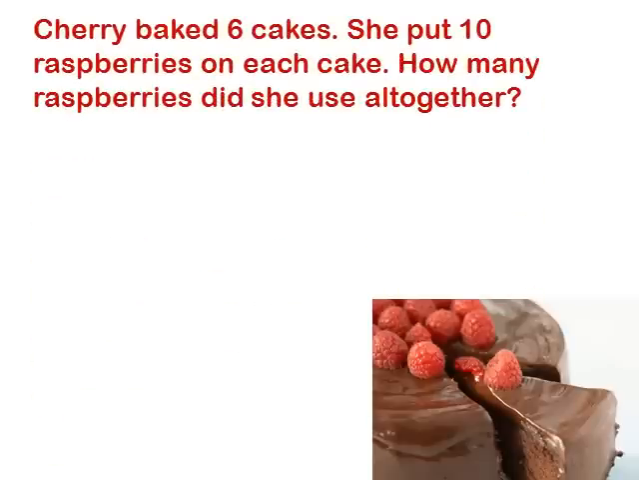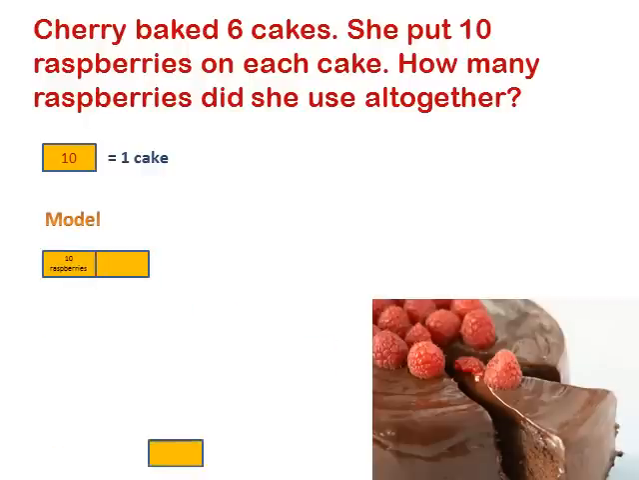Okay, so let's try this one. Cherry baked 6 cakes. She put 10 raspberries in each cake. How many raspberries did she use altogether? Okay, so this is one cake with 10 raspberries in it, and there's some model for the first cake that has 10 raspberries, second cake, third cake, fourth cake, fifth cake, and sixth cake, and each cake has 10 raspberries.